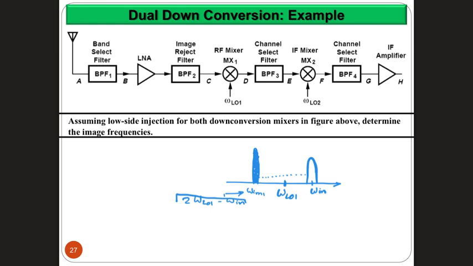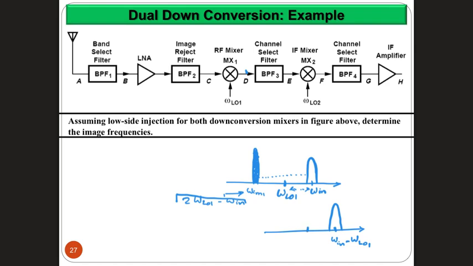Now your signal is going to be located at W_IF1, the difference between those two. So at the second stage, your actual signal is going to be located at W_IN minus W_LO1. That's the IF1 stage where the signal has become.